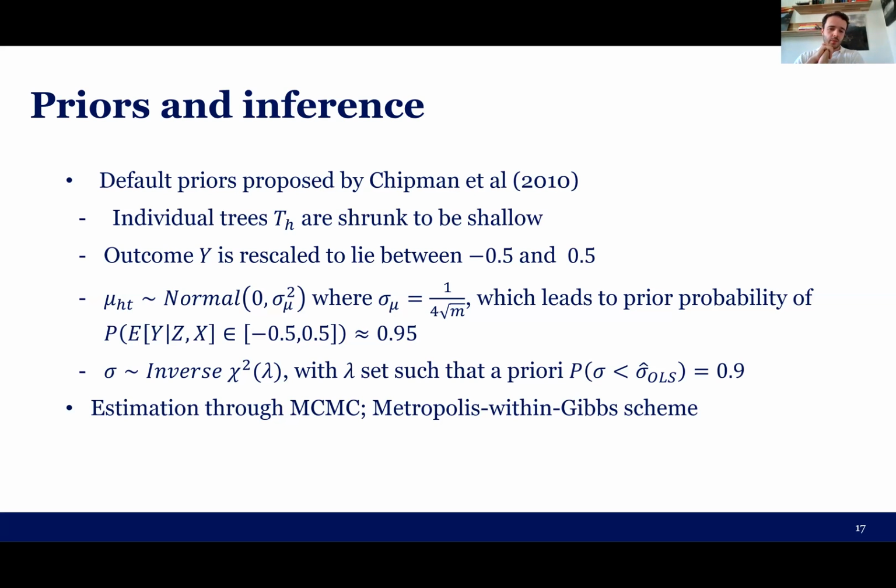And in this prior, this 4 is there because it leads to the fact that a priori the probability that the conditional expectation given the covariates lies between minus 0.5 and 0.5 is roughly 95%. So it lies within 2 standard deviations away from 0.